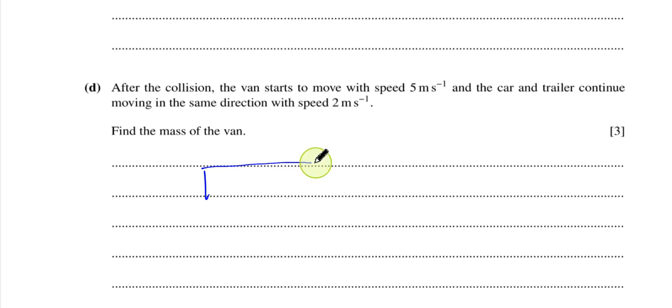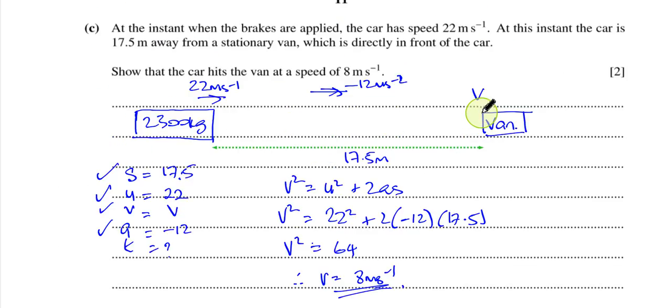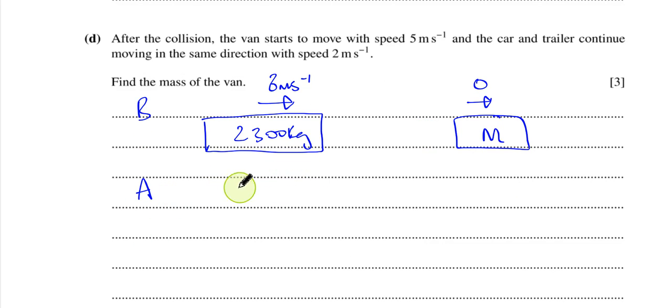We have the car and the trailer together, which have a mass of 2,300 kilograms. We have the van with a mass we're going to call M. We don't know what it is. So we have the situation before and the situation after. Before the collision, the car and trailer are moving at 8 meters per second at the point where they collide. Before the collision, the van is stationary, it's not moving. Then we think about the situation after the collision. The car and trailer are moving with a speed of 2 meters per second in the same direction.